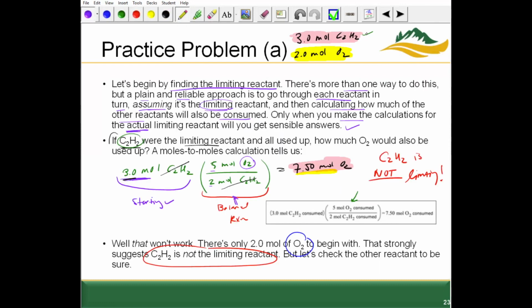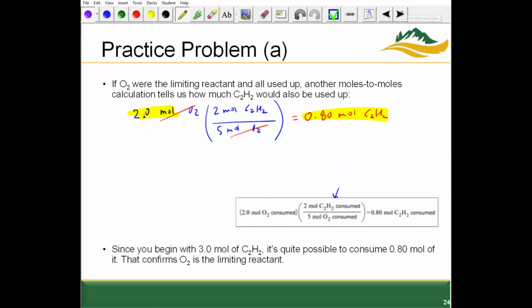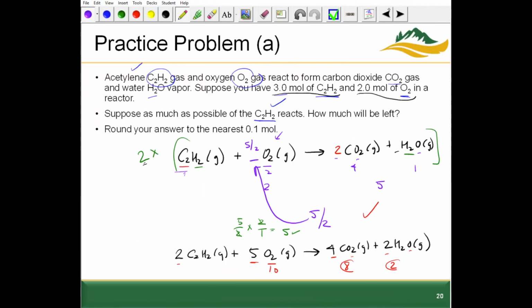So we do have enough C2H2 to account for these 2.0 moles of O2. We would only need 0.8 moles of C2H2 for every 2.0 moles of O2 based on this mole to mole ratio here. Now we can say with certainty that O2 is indeed our limiting reactant. Let's go back to the question now. So suppose as much as possible C2H2 reacts, how much will be left? We only had 3.0 moles to begin with, and we only had 2.0 moles of oxygen to begin with.